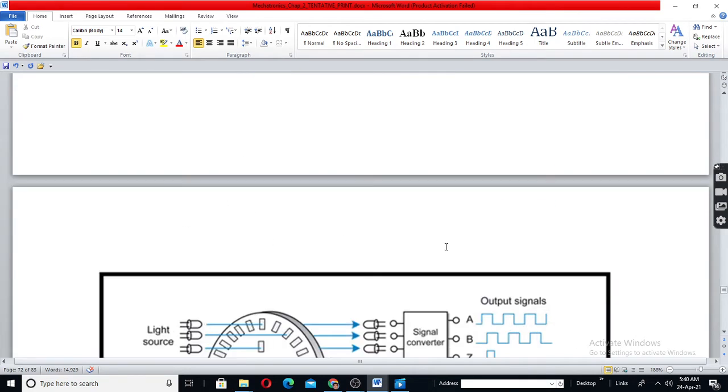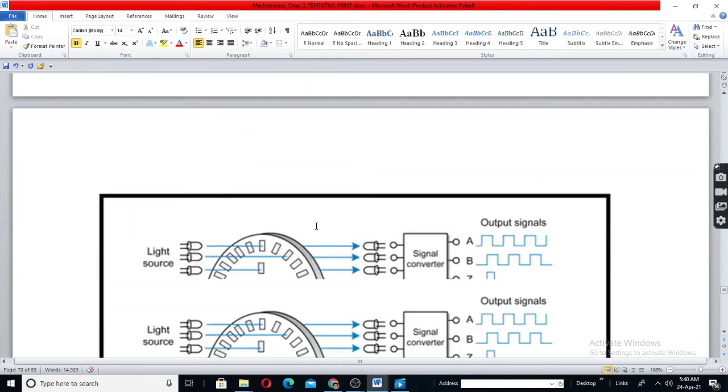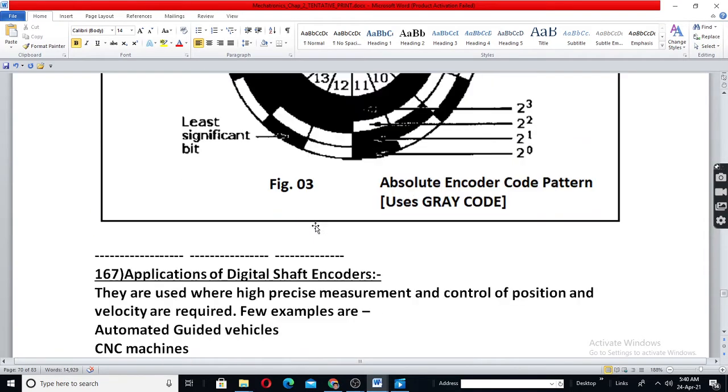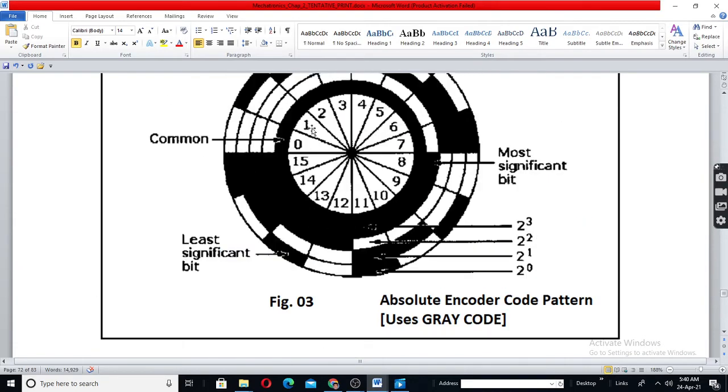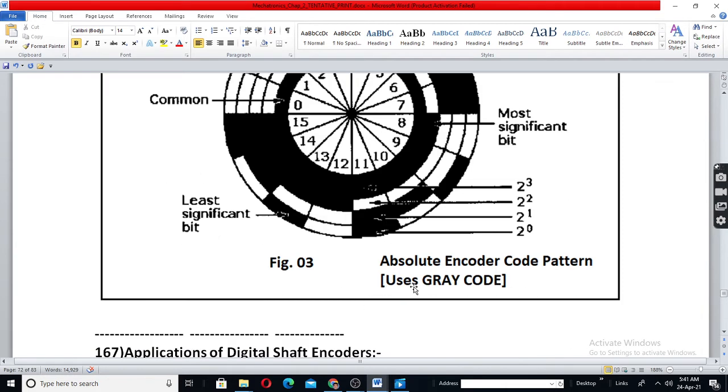Here there is no question of LSB MSB. Here you have two waveforms relative to each other, A B. Okay, actually this uses gray code, but in this figure it is not shown as gray code. It is gray code. You know, you have studied in digital electronics. Gray codes are used to minimize errors, but this disk is not shown in gray code now, but actually it uses gray code.